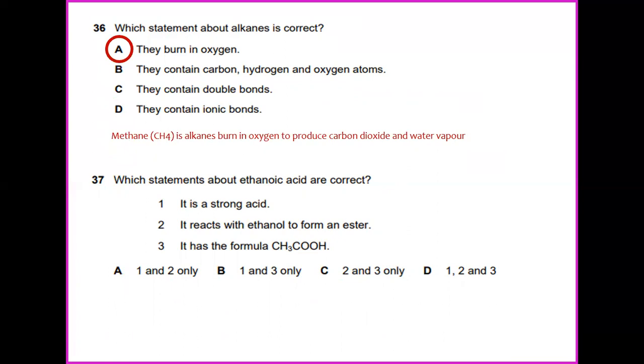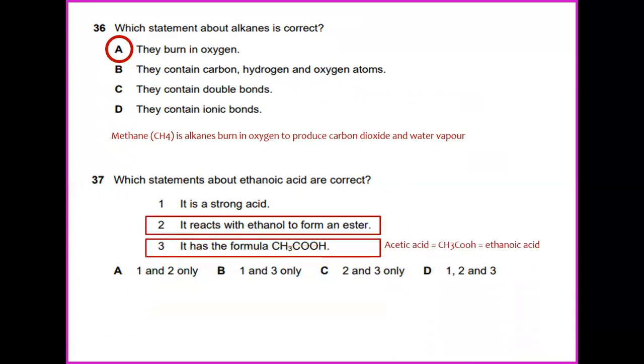Which statements about ethanoic acid are correct? If you look at this, CH3COOH is acetic acid. Acetic acid is actually ethanoic acid, in the category of ethanoic acid, because it ends with COOH. So the answer should be 2 and 3. It reacts with ethanol to form an ester. So the answer for number 37 should be C.